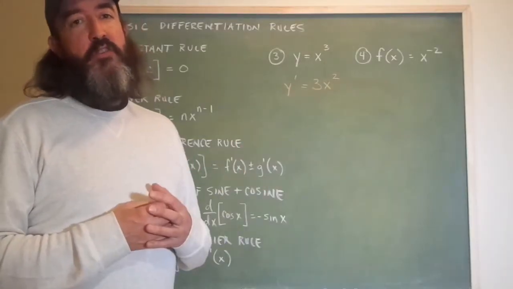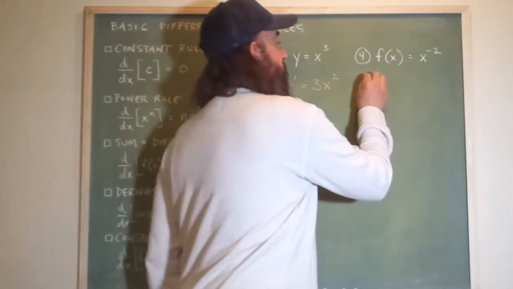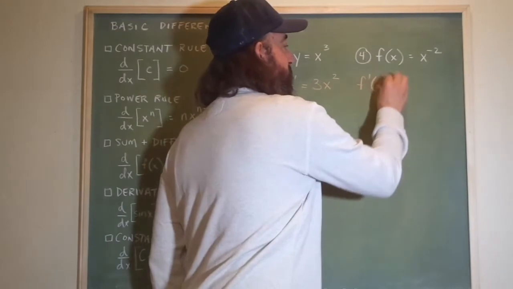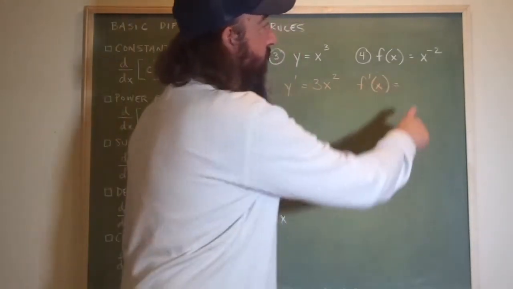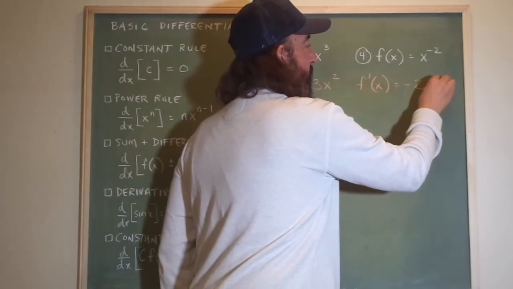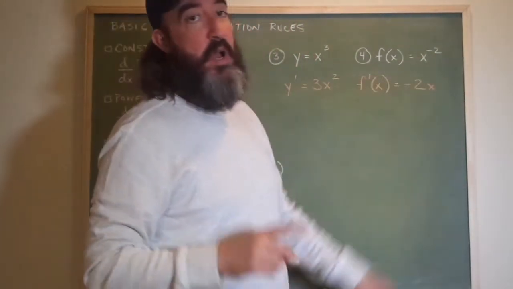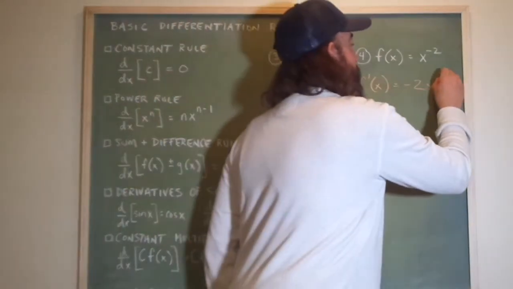Let me share with you another simple example of the power rule. If f of x is x to the -2, then f prime of x, its derivative, all I need to do is put that -2 in the front, so -2x, and then I have to subtract 1 from the exponent. Well, -2 minus 1 is -3.